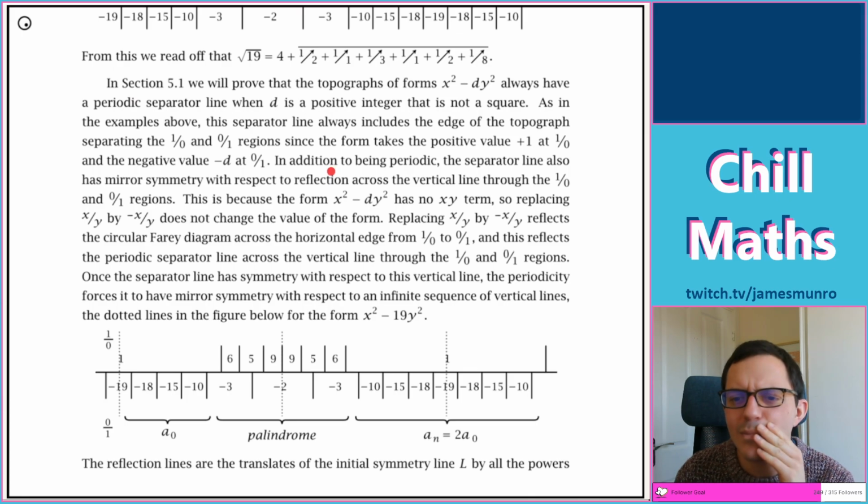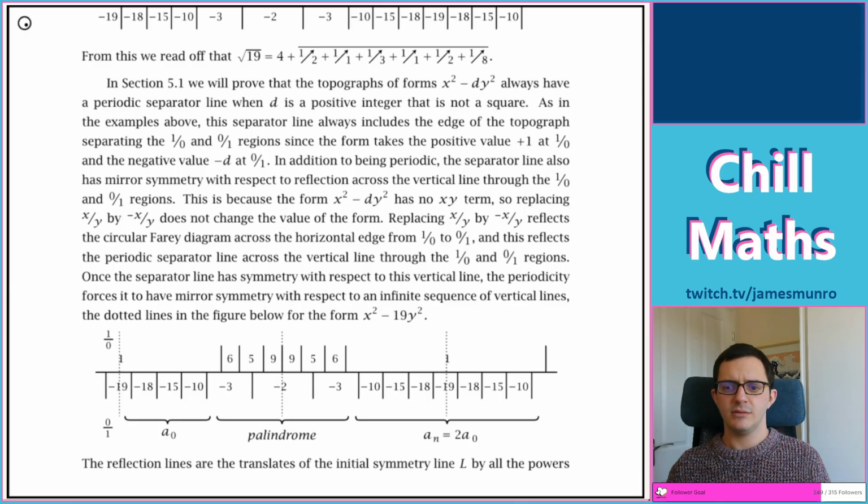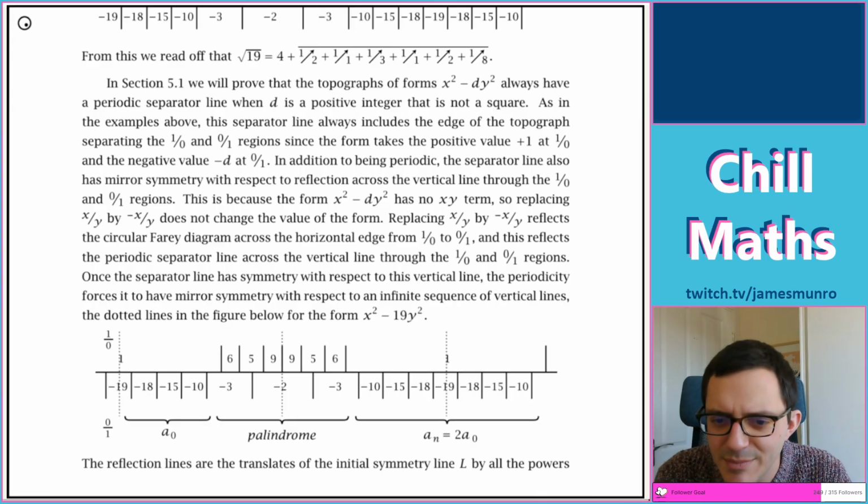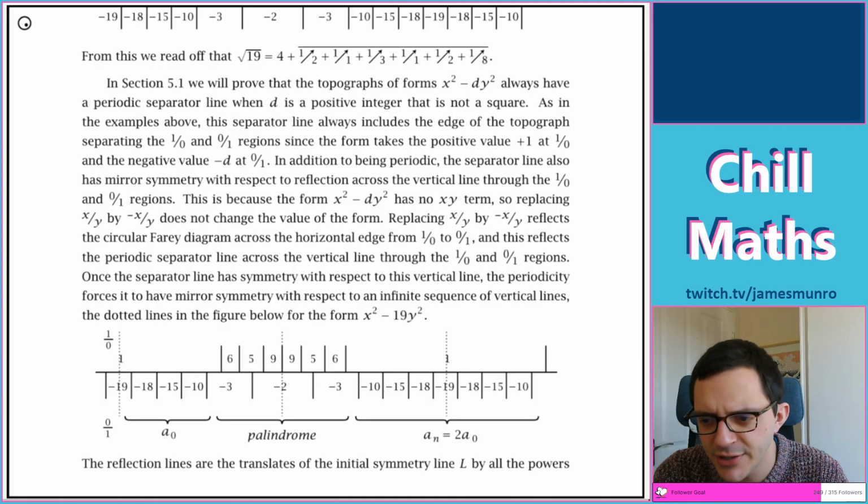What is going on then? This separated line always includes the edge of the topograph separating the 1, 0 and 0, 1 regions, since it does plus 1 and minus d. In addition to being periodic, the separated line also has mirror symmetry. This is because the form like this has no xy term, so replacing that does not change the value of the form. Reflects the circular Farey diagram, reflects the periodic separated line.